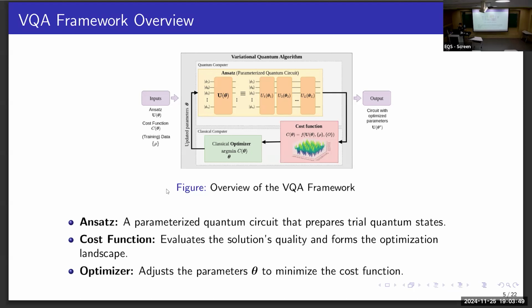The ansatz is a parameterized quantum circuit that prepares trial quantum states. I'll explain more about it later. The cost function evaluates the solution's quality and forms the optimization landscape. So we want to find the minima of the cost function. And the optimizer adjusts the parameter theta to minimize the cost function. This optimizer is in the classical computer and the ansatz is in the quantum computer.